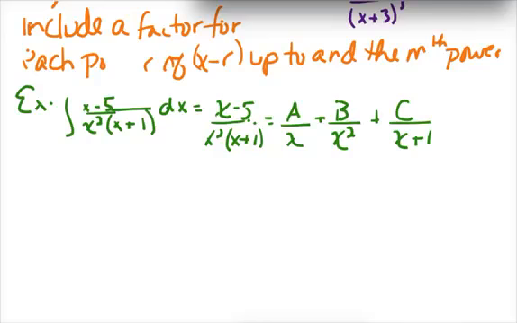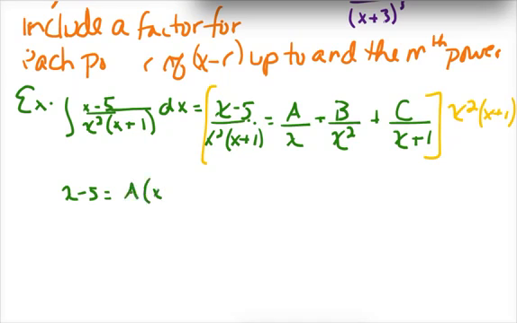Then you would go through your normal process, and I'll take it out a little bit further. We're going to multiply this whole thing through by x squared times x plus 1. When you do that, you're left with x minus 5 up top, and you're left with a times x plus 1, that's your a coefficient, and b left with x plus 1, and then c has the coefficient x squared.